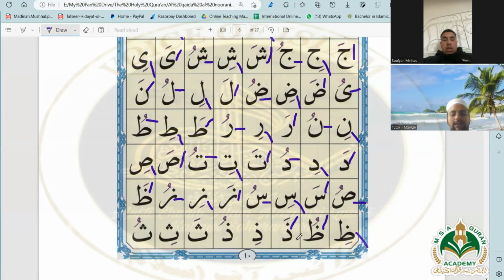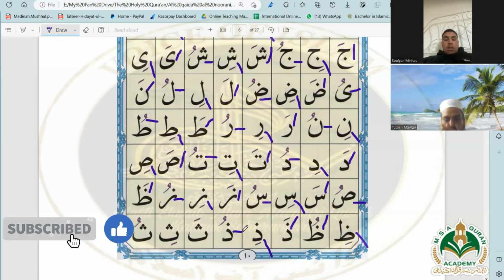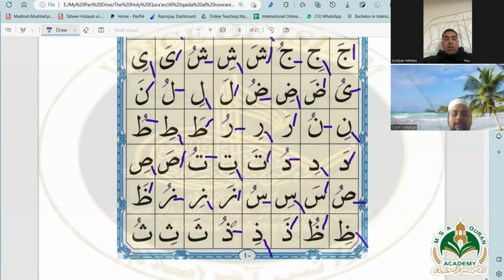Zal. Zal, fatha, za. Zal, kasra, zi. Zal, dhamma, zu. Za, zi, zu.